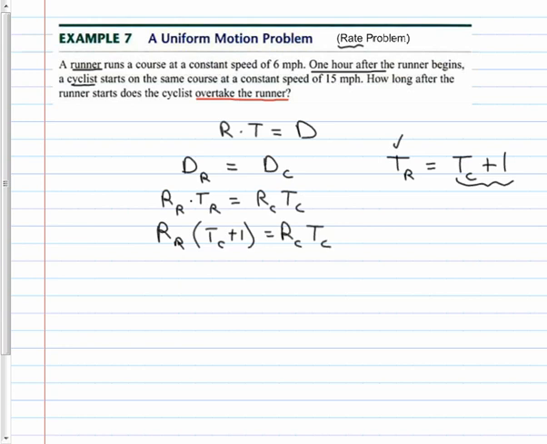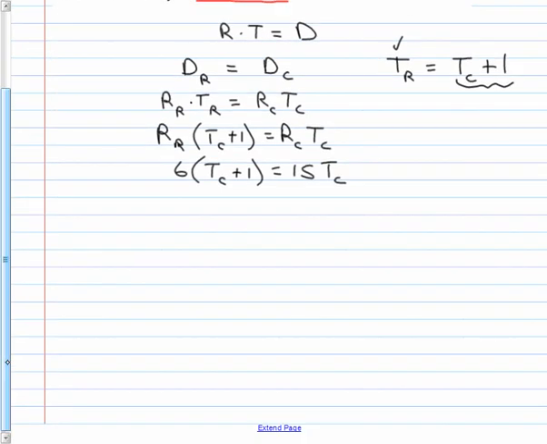Now they've told me the rates, so I can put numbers there. The rate of the runner is 6. The rate of the cyclist is 15. And now the only thing I don't know is one variable, the time of the cyclist. That's what we have to do if I'm going to solve, is get it down to one variable. We've managed to do that, so we should be able to solve this. I'm just going to call it t, I better stick with t, Susie.